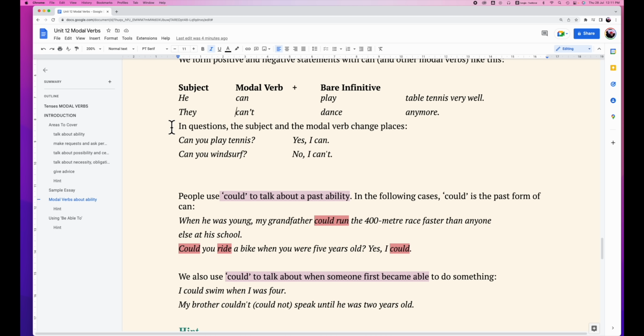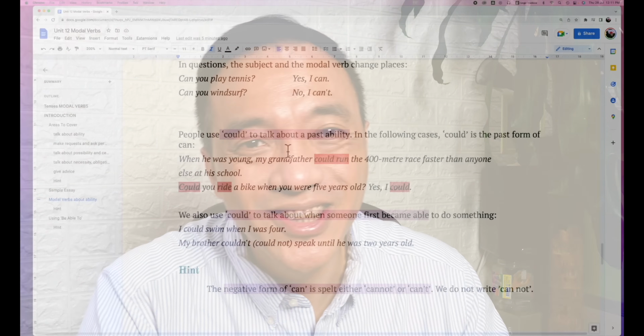And for questions, the subject and the modal verb change places. Can you play table tennis? Can you play tennis? Yes, I can. Can you windsurf? No, I can't. Then how about ability in the past? What can we do? Let's take a look.